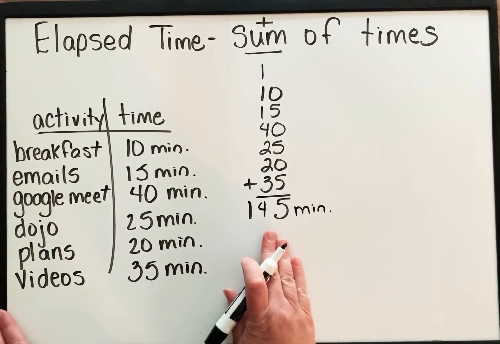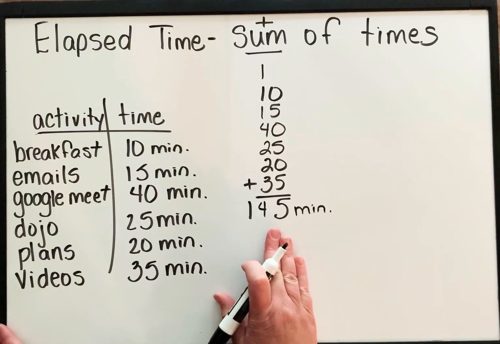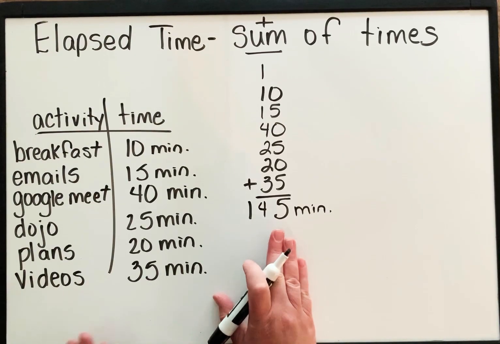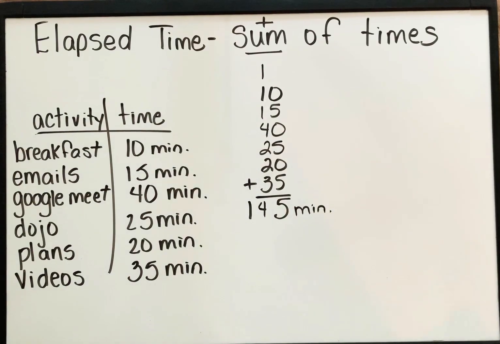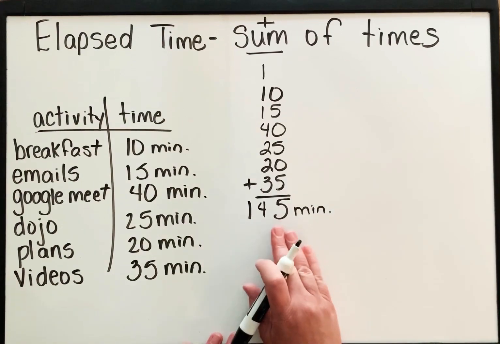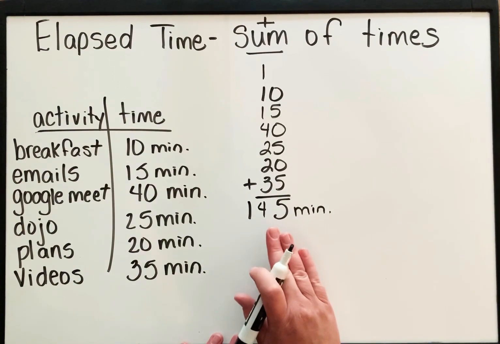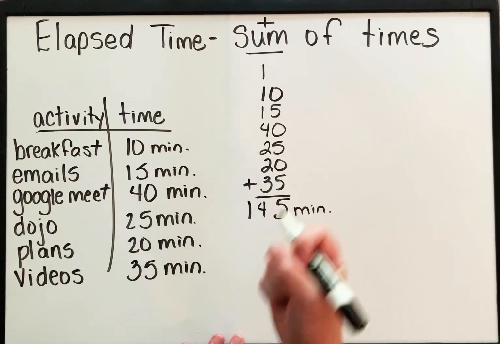Now this is not finished. I need to simplify this. In order to simplify this, I need to ask myself, do I have any hours in here? I know from looking at my conversion chart that there are 60 minutes in 1 hour. So I'm gonna pull out those whole hours.